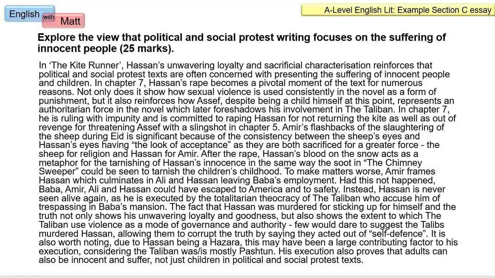Few would dare to suggest the Taliban murdered Hassan, allowing them to corrupt the truth by saying they acted out of self-defense. It is also worth noting, due to Hassan being a Hazara, this may have been a large contributing factor to his execution, considering the Taliban was, or is, mostly Pashtun. His execution also proves that adults can also be innocent and suffer, not just children, in political and social protest texts. So there we have another example of a Section C answer using two texts that you might have studied.